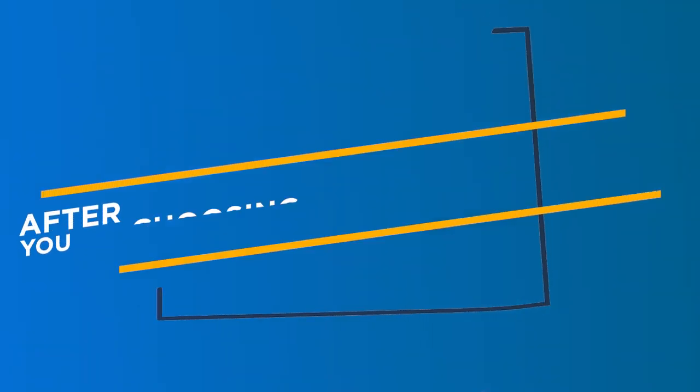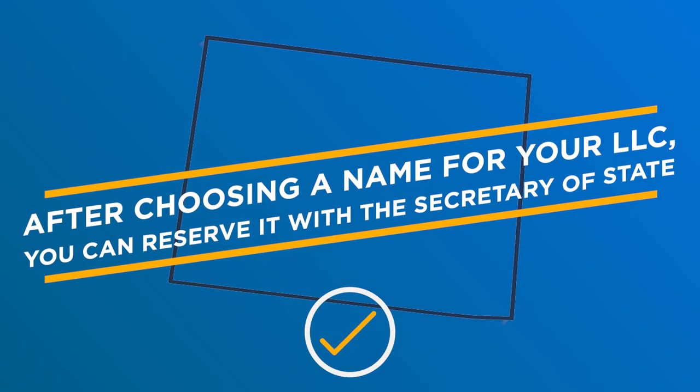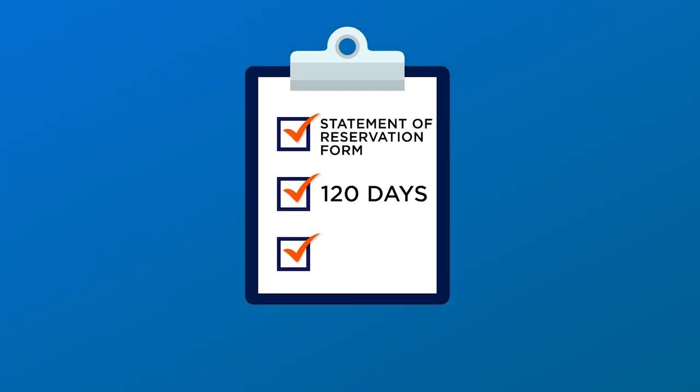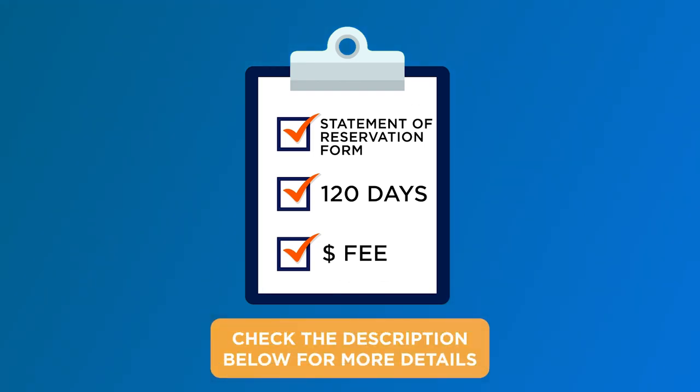After choosing a name for your LLC, you can reserve it with the Secretary of State. First, check the name's availability using the state's business name database. After you have confirmed that the name is available, file a statement of reservation form to reserve the name for up to 120 days. Note, there is a fee. Check the description below for more details.